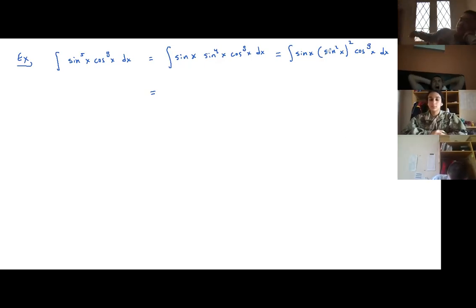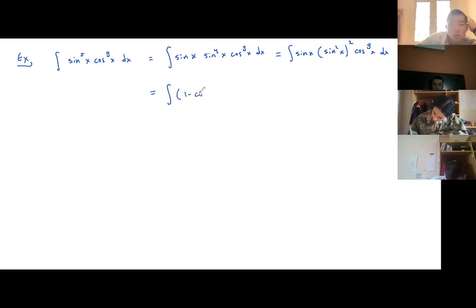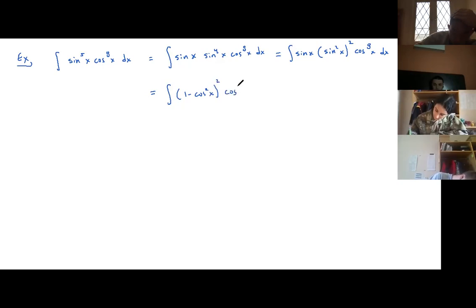All right, so sine squared inside my parentheses turns into, I'm going to put this sine next to the very end now. So I'm going to jump into parentheses. Inside the parentheses is 1 minus cosine squared x, squared, times cosine to the 8th x times sine of x dx. You catch that?